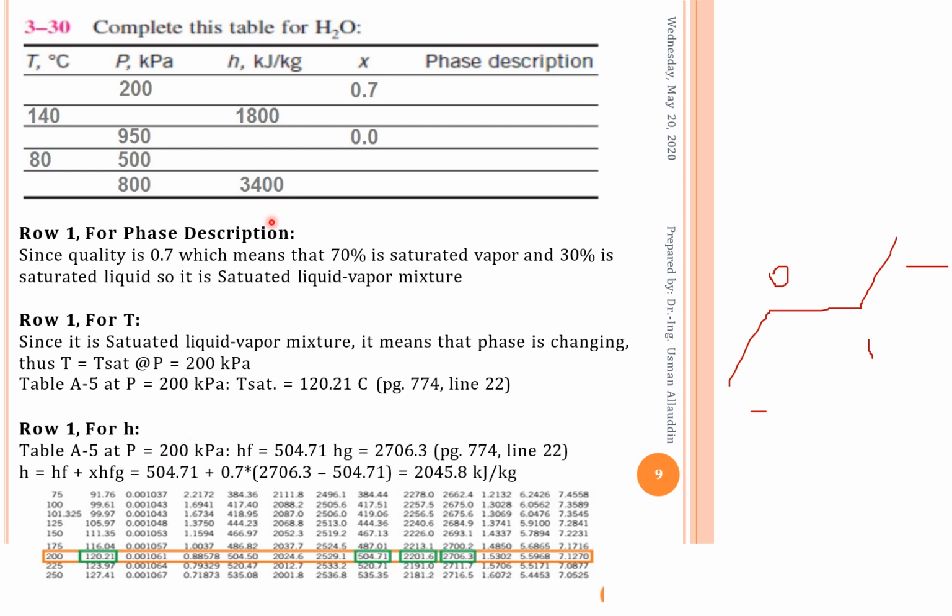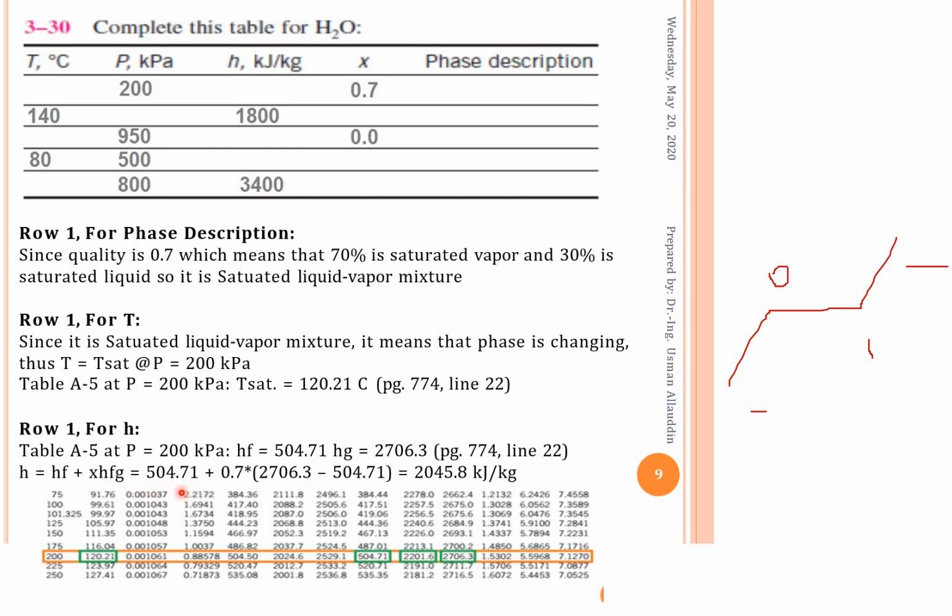And in order to find our h, we know that we are in a saturated mixture, and we need to find the hfg. And how will we find the hfg? So here we have the formula, and we will rearrange our equation for hfg. We know the quality, we know the hf, this is our hf, and we also know our h. So we will find our hfg.